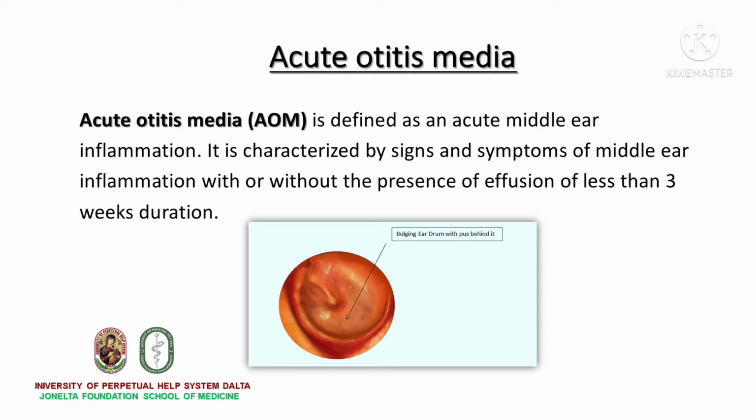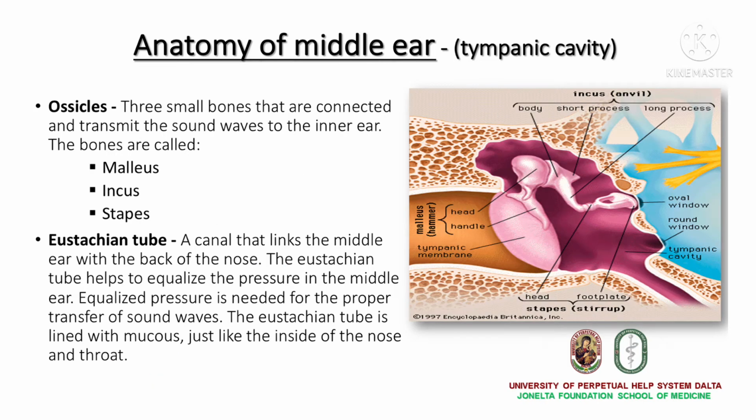But when we talk about one particular definition, acute otitis media is defined as an acute middle ear inflammation characterized by the signs and symptoms of middle ear inflammation, with or without the presence of effusion, of less than 3 weeks duration. Generally, on otoscopic examination, we find in these patients a bulging eardrum, that is, tympanic membrane with pus. Before we start the disease proper, let's discuss a little bit about the anatomy of the middle ear.